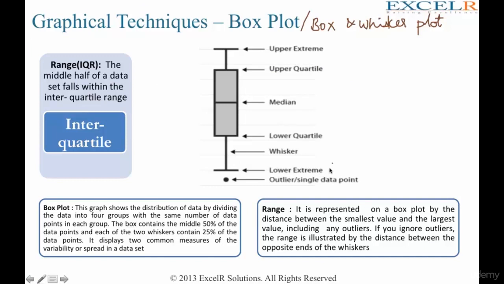The lower extreme is nothing but the minimum value in a data set. Lower quartile is also called as first quartile or Q1. From this minimum value to the first quartile, there would be lower 25% of the data. If you're representing heights of the students, for example, lower 25 students height fall in this range.